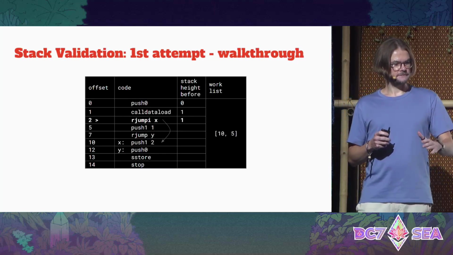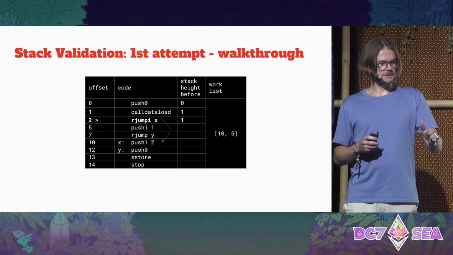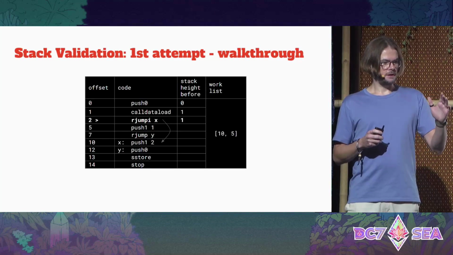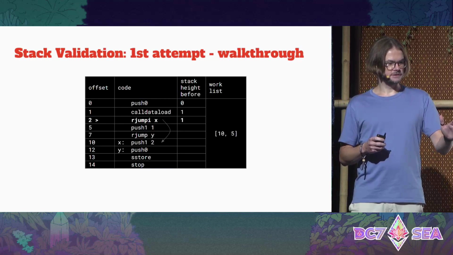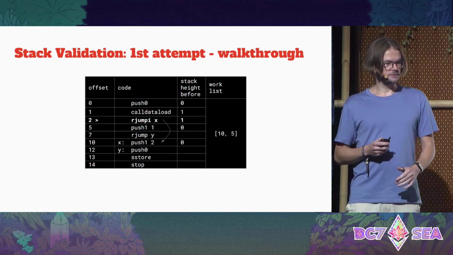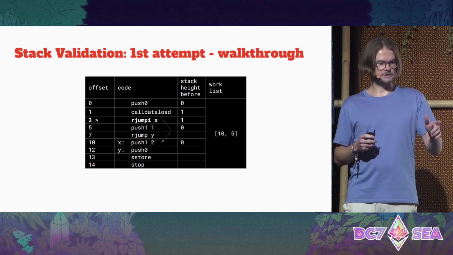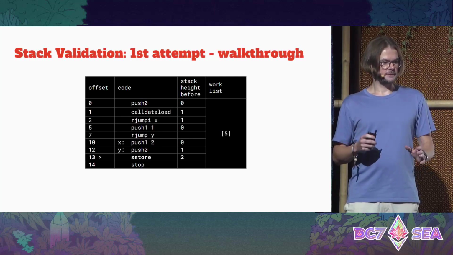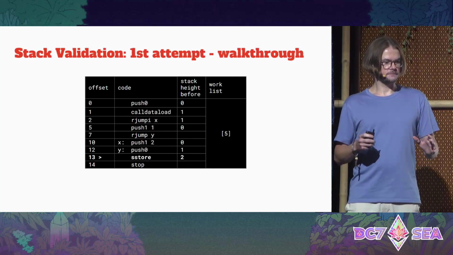At offsets 10 and 5, we add them both into the work list, and at this point we also have to record the stack height at both of the targets. Stack height is 0 after RJUMPI, so we record that at both offsets, and continue then with the next branch from the work list. We go to offset 0, there's a push and another push. Then SSTORE checks whether it has enough items not to underflow.